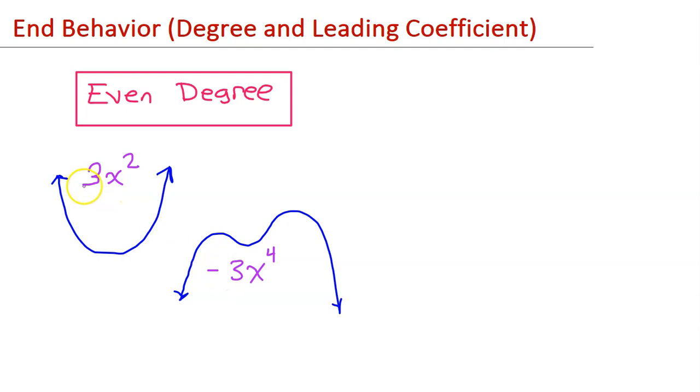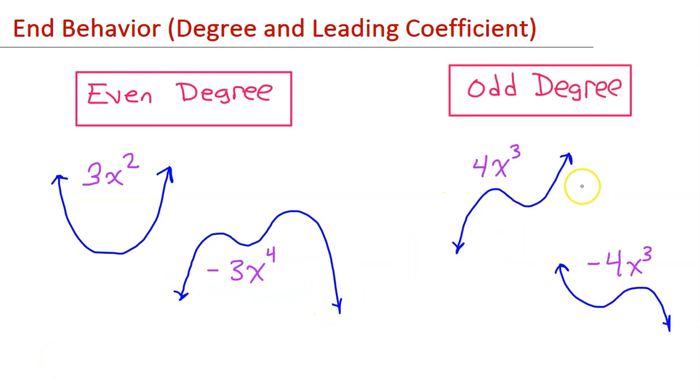So it's either rising on both sides or falling on both sides. You will know which it is based on the sign of the leading coefficient. If the leading coefficient is positive, then it's rising on both sides. If it's negative, then the end behavior is falling on both sides. For odd degree polynomials, each side has opposite end behavior. So either it's falling on the left and rising on the right, or it's rising on the left and falling on the right. You can tell which one it is by looking at the sign of the leading coefficient. If the leading coefficient is positive, it's going to be rising on the right. If the leading coefficient is negative, it's going to be falling on the right.